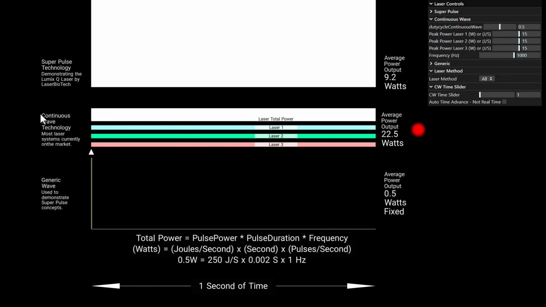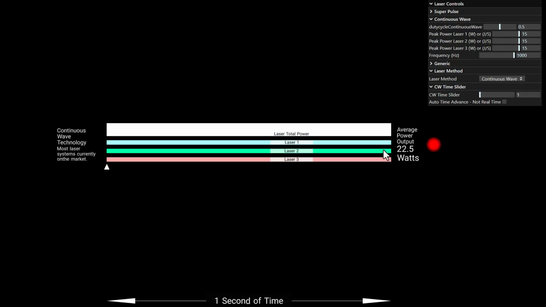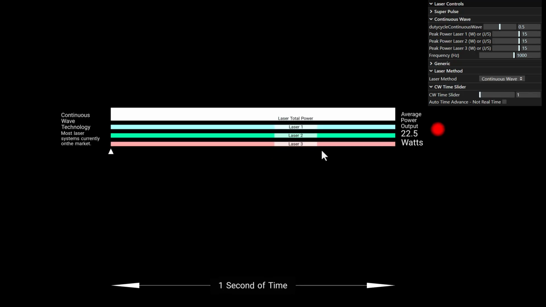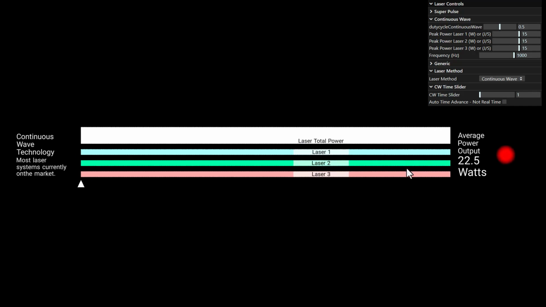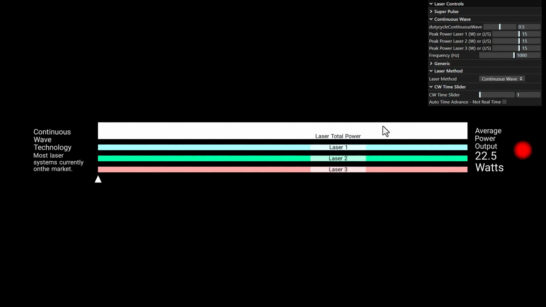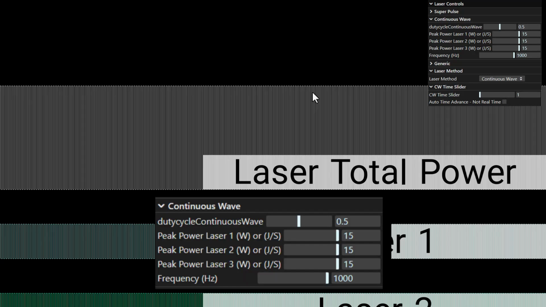And so what I'm going to do is focus on the continuous wave laser only. So this is going to go out of the way. Just remember, this is still 1 second of time. I'll zoom in here a little bit. And I want you to notice that when I zoom in, I can actually see that these are on-off pulses. But I'm at 1,000 hertz. So what does 1,000 hertz mean? 1,000 hertz means 1,000 cycles per second.